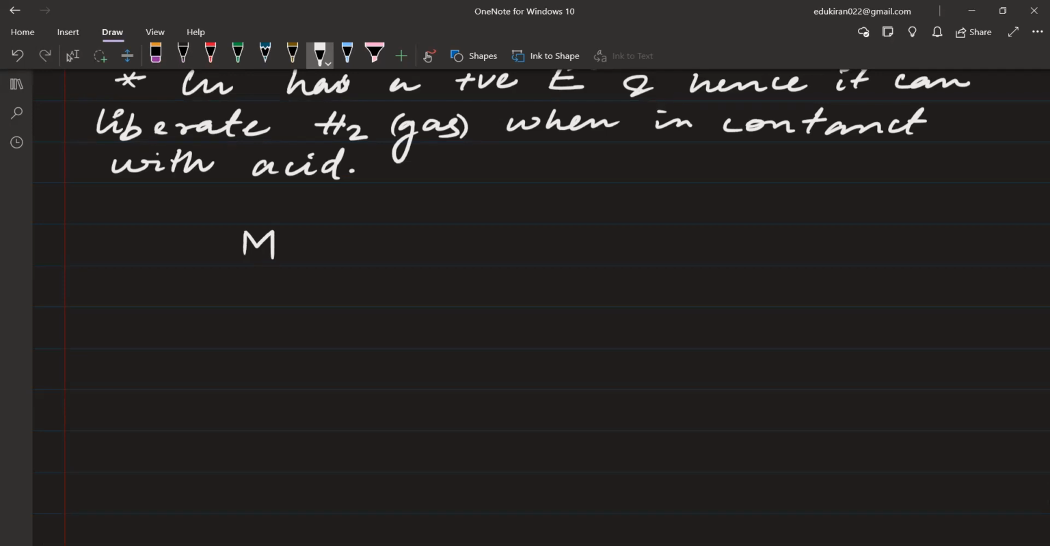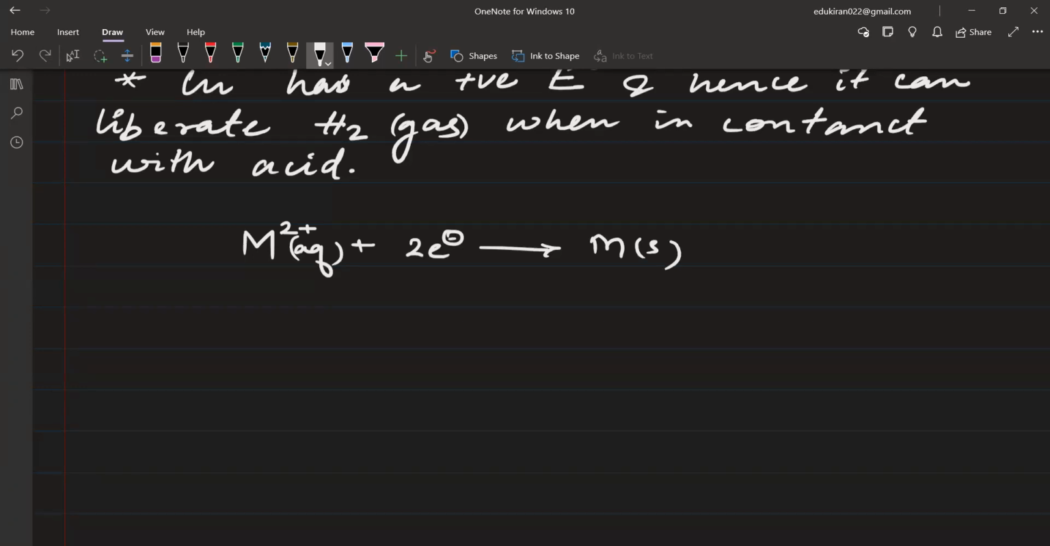Okay, first of all, we have what? Metal 2+. It is in aqueous state. It takes 2 electrons and it gets converted into metal solid. Okay, it gets converted into metal solid.